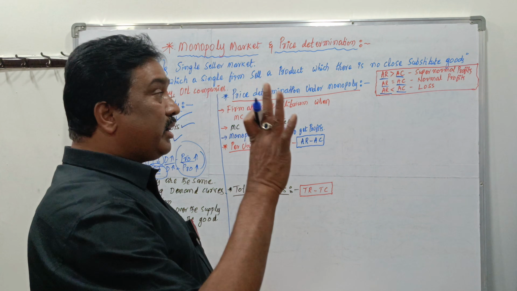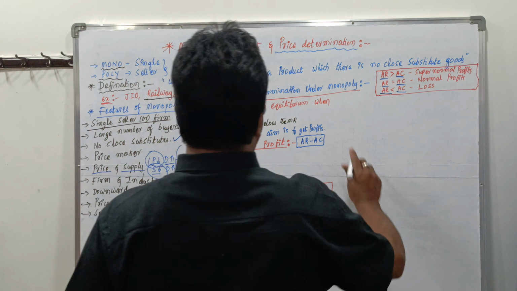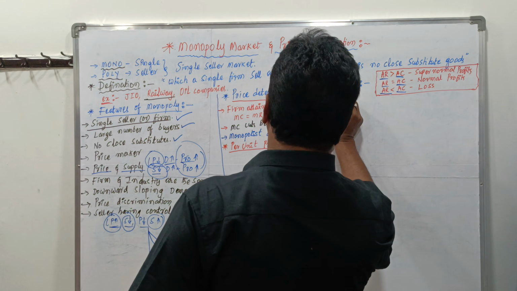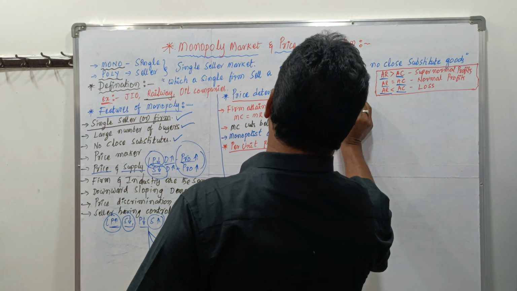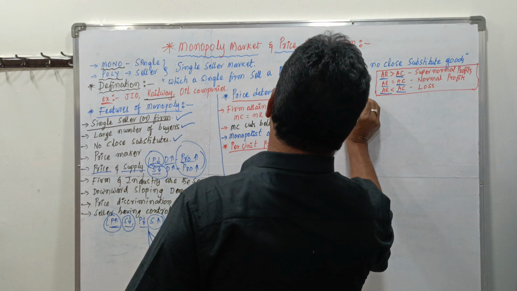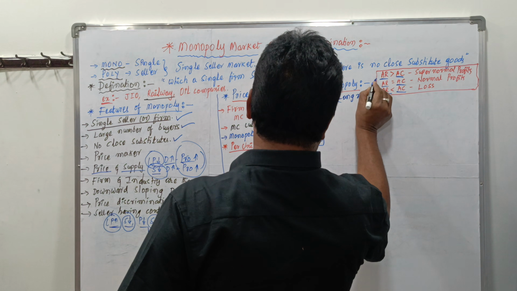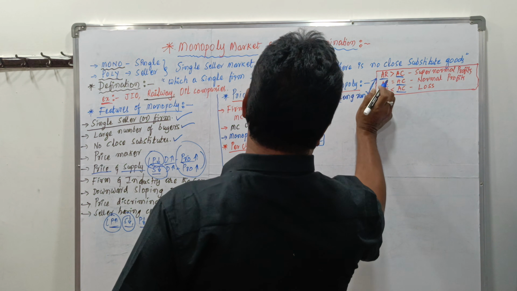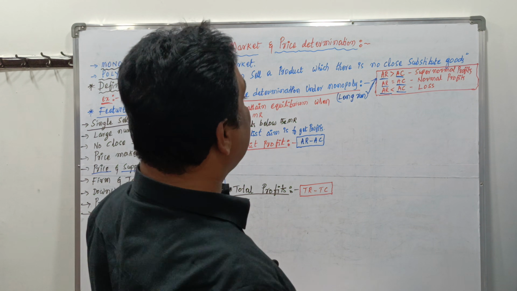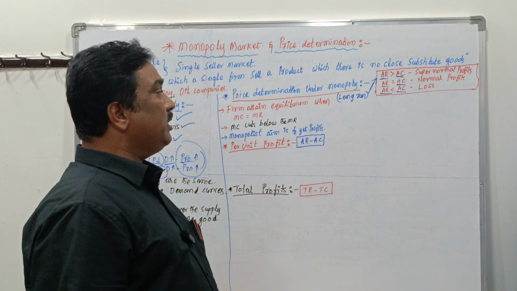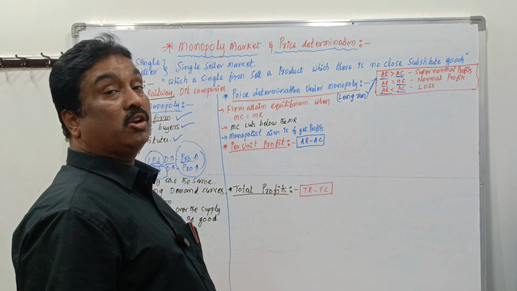But here let us discuss only the long run. In the long run, how does the seller get the profits? During the long run in the monopoly market, they get supernormal profits. Today I am showing how the seller gets supernormal profits during the long run.